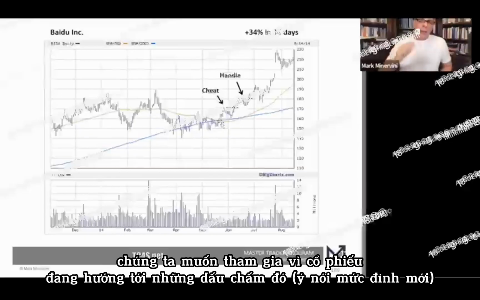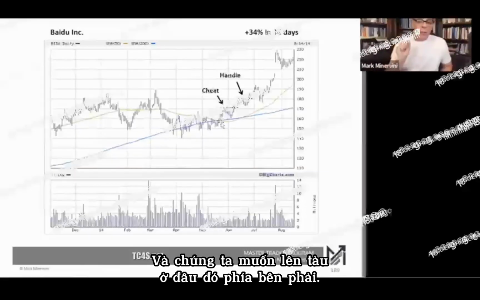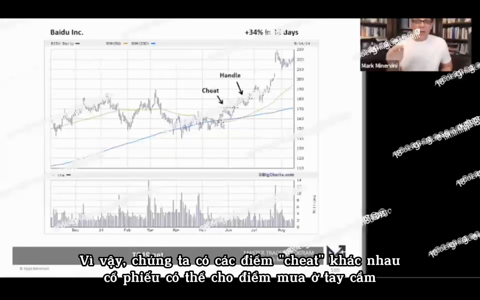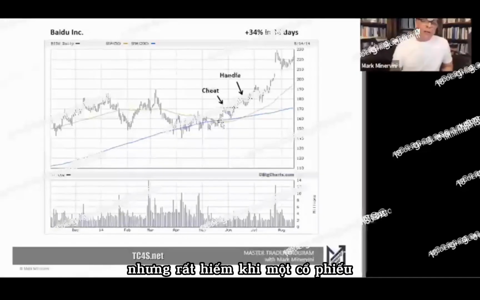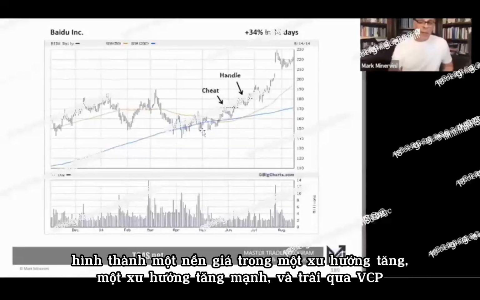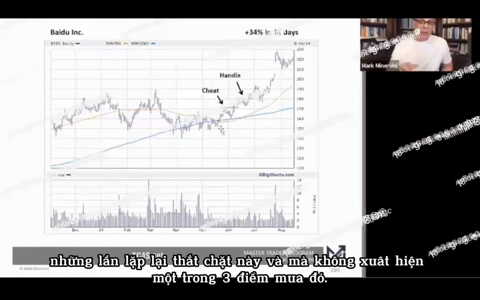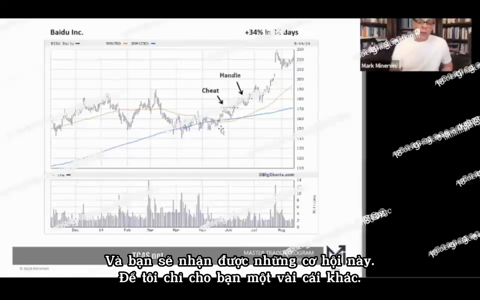We want to get on board as that stock is heading towards those dots. And we want to get on board somewhere up that right side. So we have these various levels that you may get a cheat, you may get a handle, you may get a cheat and a handle. But you very seldom, a stock will go through, will form a base in an uptrend, a strong uptrend, and go through this BCP, these iterations of tightenings, and you don't get at least one of them. So you'll get these opportunities.